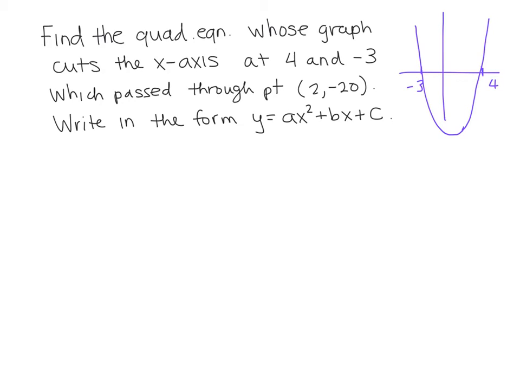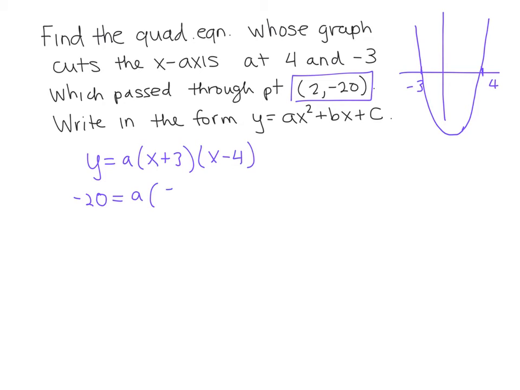We can write this as y is equal to a times (x + 3) and (x - 4). Plug in the values that we know. When x is equal to 2, y is equal to -20. So -20 is equal to a times (2 + 3), that's 5, times (2 - 4), that's -2. So we have -20 is equal to -10a. Therefore, a must be equal to 2.